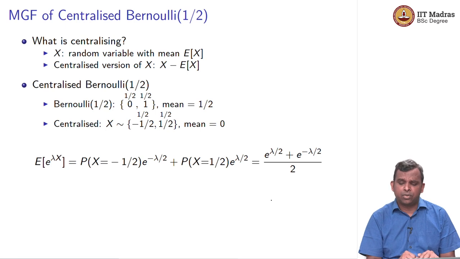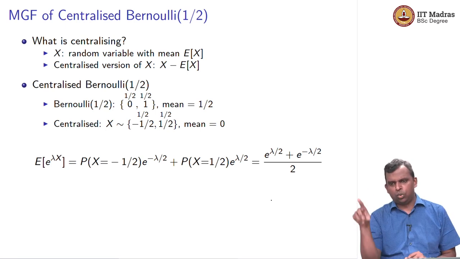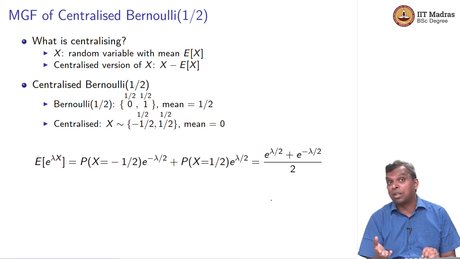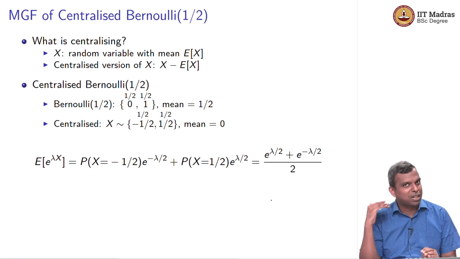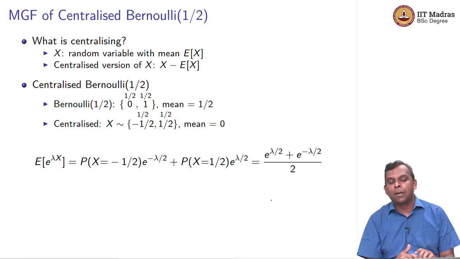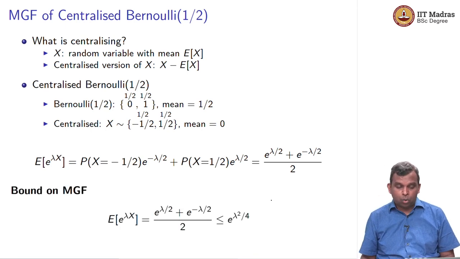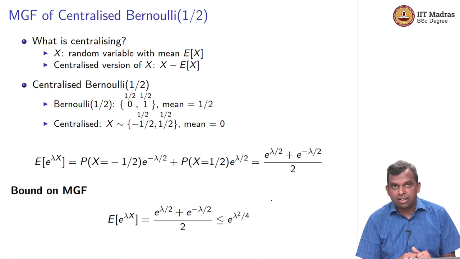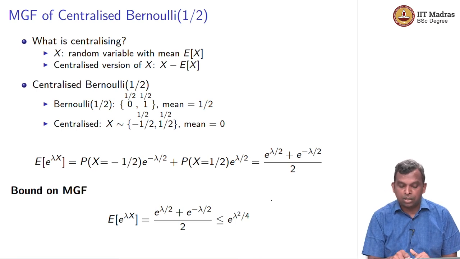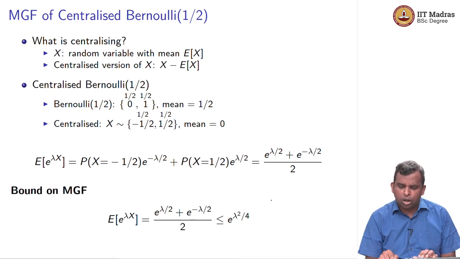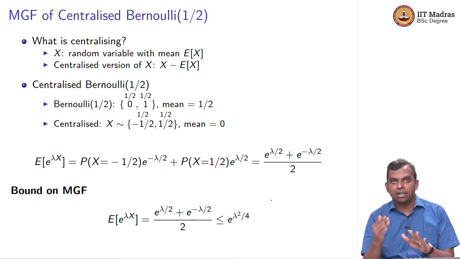You can plot this function. You can see that it has an interesting U-type shape. We've done these kinds of plots in your math course, so go back and remember how to plot these kinds of functions. But this is still a bit unwieldy, and what one can do is use a very interesting bound on this function. We're not going to see proofs of this bound, but you can plot these two things and see how one is above the other.